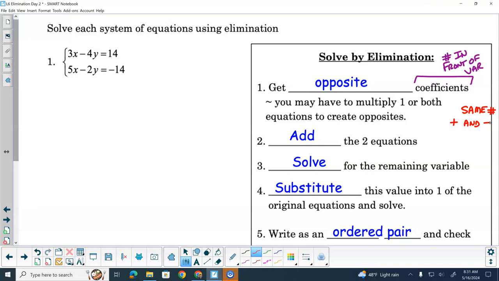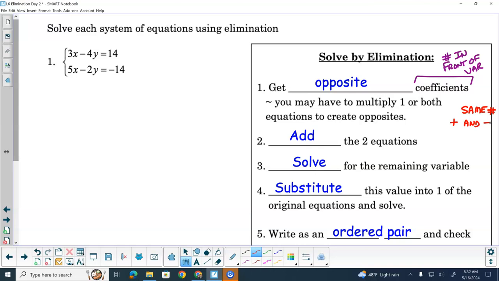Looking here at example number one, do we have that set up for us? Ray, do we have the same digit in front of our x's or in front of our y's? No, we don't. So we're going to have to multiply one or both of those equations by a number. But before we do that, we have to figure out what variable we want to eliminate. So what do you want to eliminate, x or y? Y. Okay.